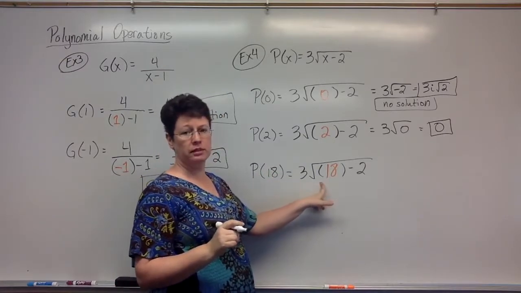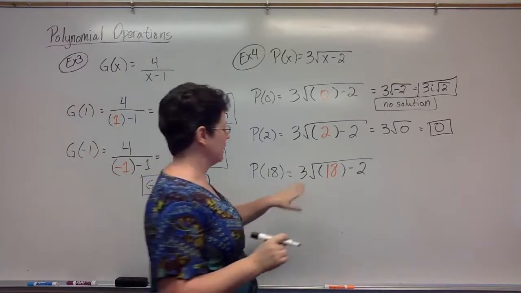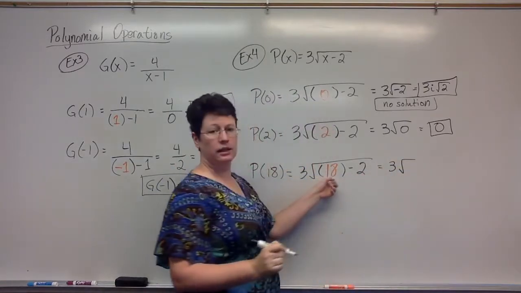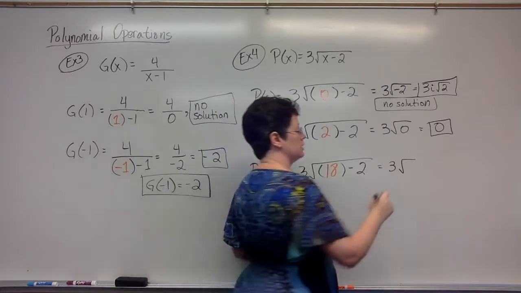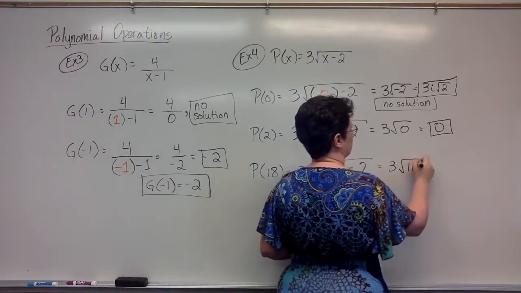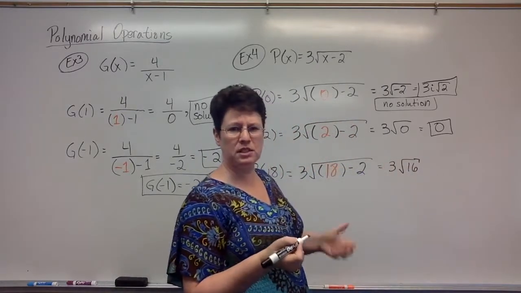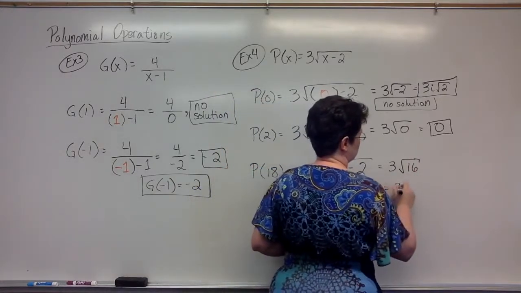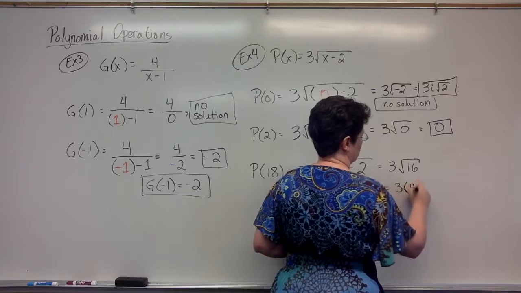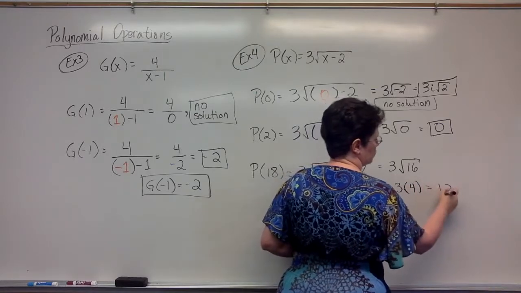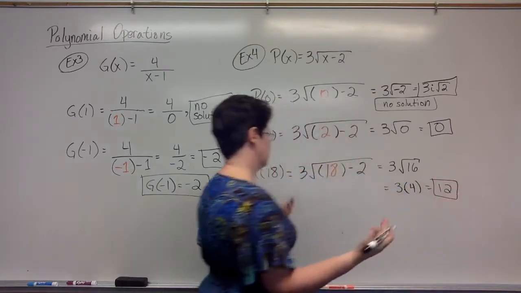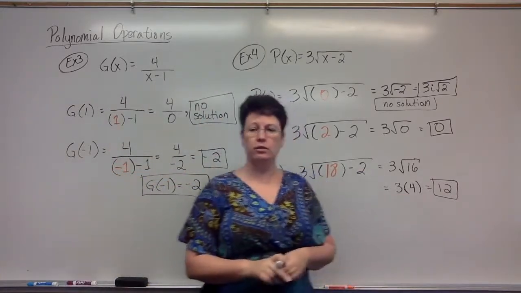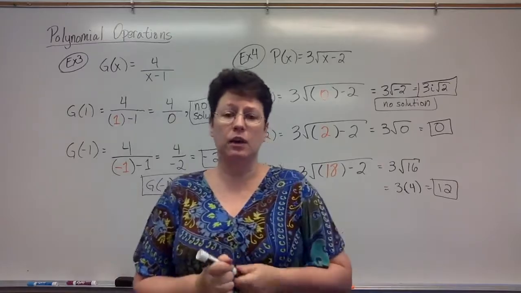Third one. What did we plug in? 18. Okay. So let's simplify. 3 still on the outside. What have we got? 18 minus 2. That is 16. Oh, what's the square root of 16? 4. Very good. Okay, so this is 3 times 4, which is 12. Okay, so if I plug in 18, I get a 12. That is how we evaluate.